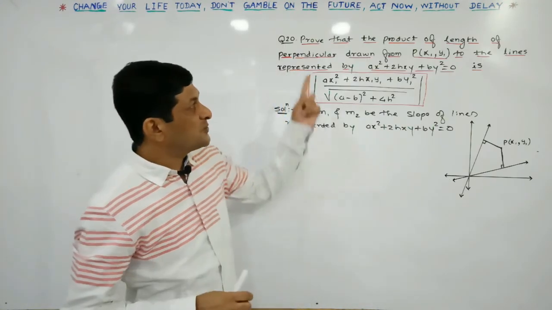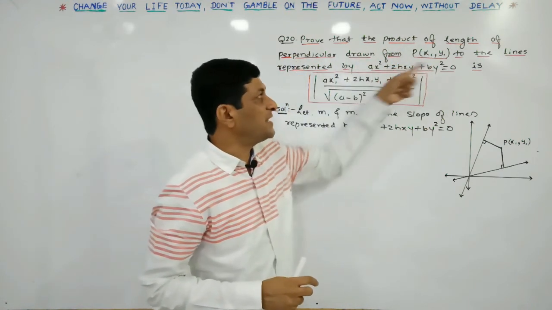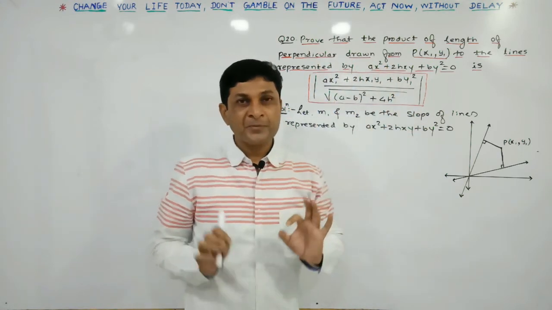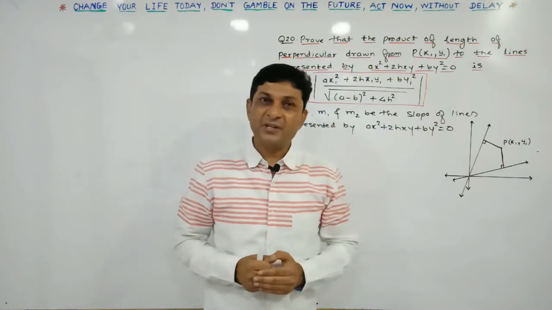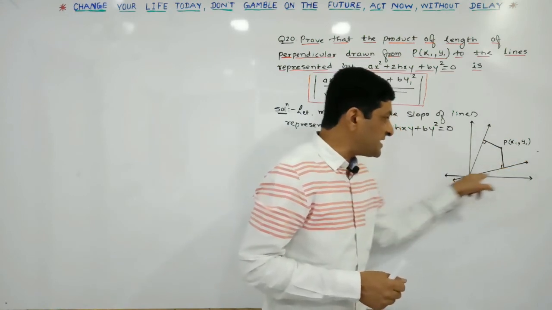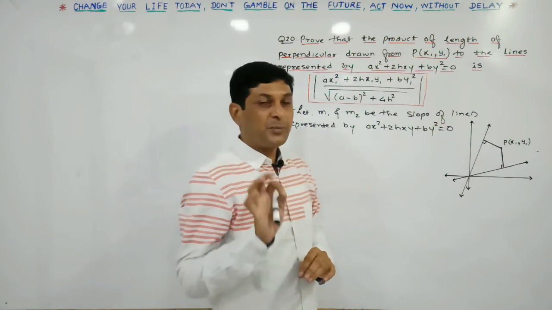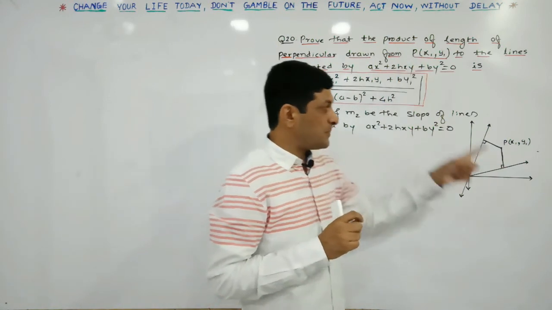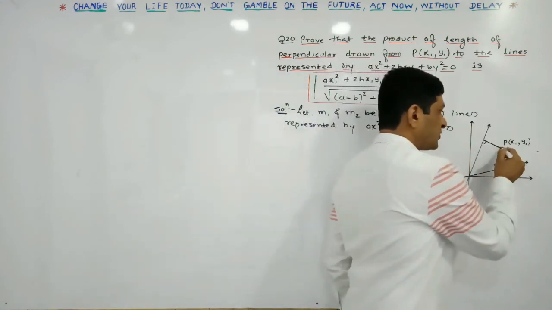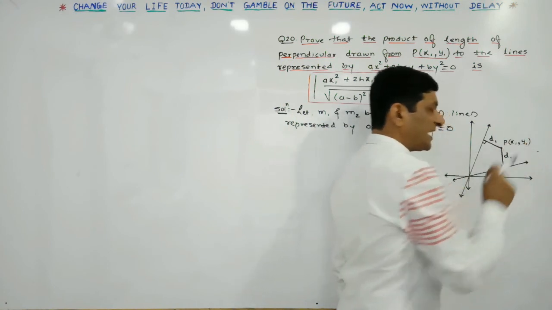In this example we have to prove that the product of the lengths of perpendiculars drawn from this point to the lines represented by this homogeneous equation is given by this formula. So now we know that a homogeneous equation represents what? A pair of lines passing through the origin. So these are 2 lines represented by this homogeneous equation and they pass through what? The origin. And the perpendicular distance of this point from these 2 lines. Let us denote the perpendicular distance of this point from the first line by d1 and the perpendicular distance from the second line by d2.